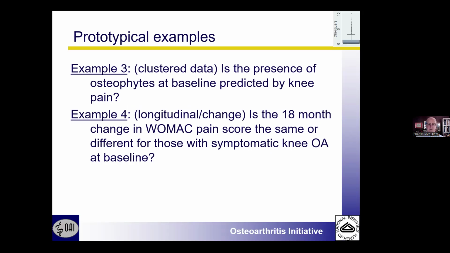A lot of times people want to use the OAI data to answer questions about changes over time. One of the strengths of the data set is the long longitudinal follow-up for participants. For example, is the 18-month change in WOMAC pain score the same or different for those with symptomatic knee OA at baseline?